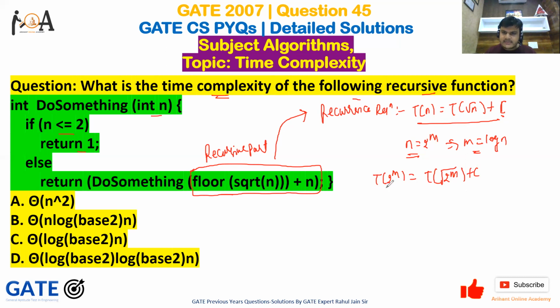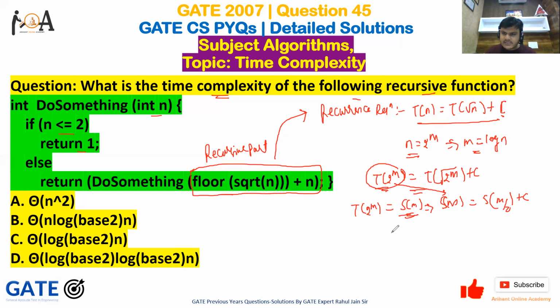Let's say T(2 to the power m) equals S(m). So how can I write this function? I can write it like S(m) equals S(m by 2) plus constant, isn't it? Because T(2 to the power m) equals S(m), and T(under root 2 to the power m), where 2 to the power m under root is 2 to the power m by 2, is S(m by 2).